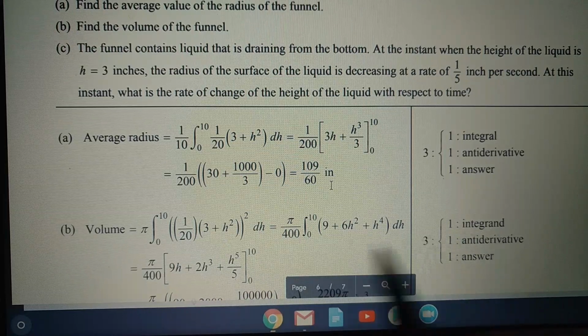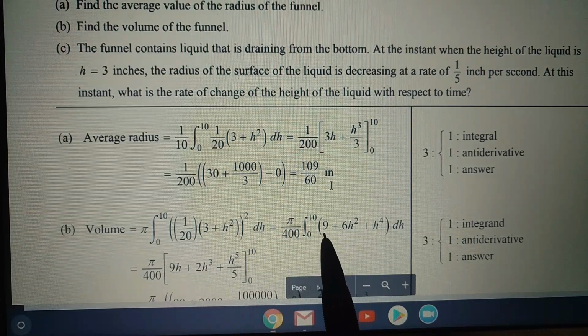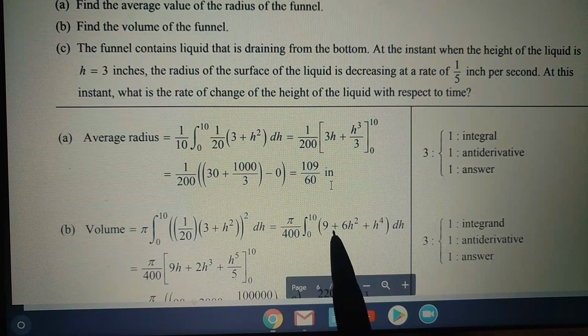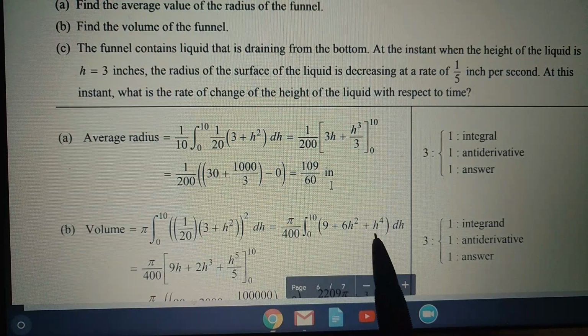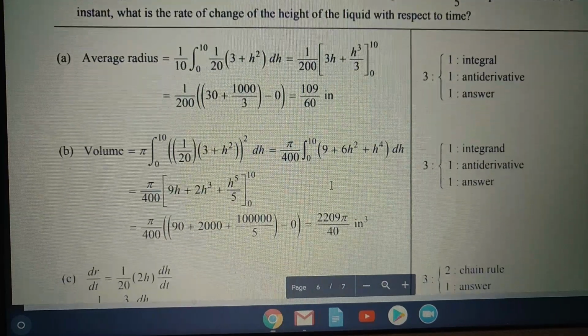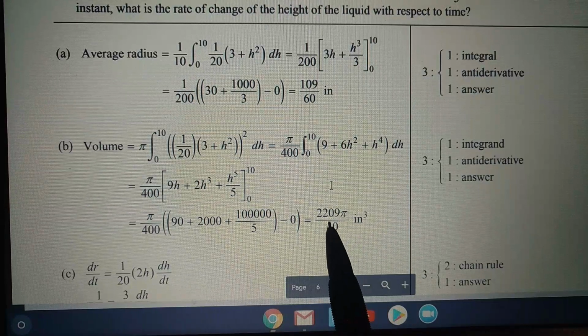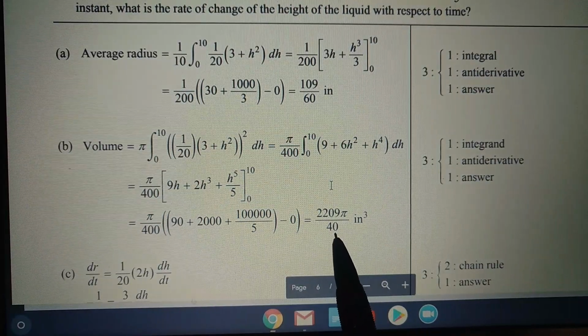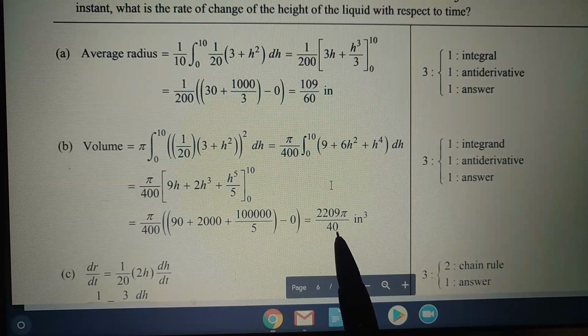You get a second point if you anti-differentiate this correctly, and you actually get pi over 400 times this 9 plus 6h squared plus h to the 4th. And then finally, if you evaluate correctly with 0 and 10 and get to your correct answer of 2209 pi over 40, that gets you the full point.